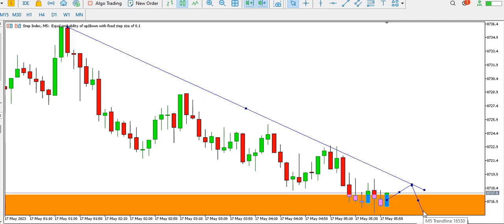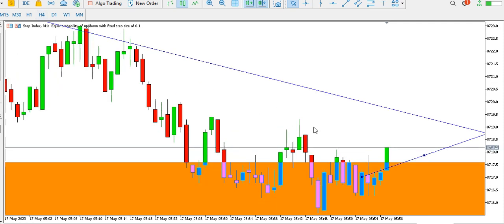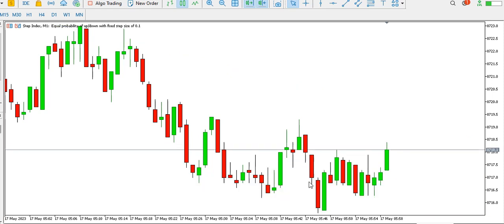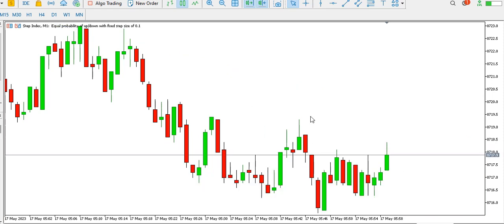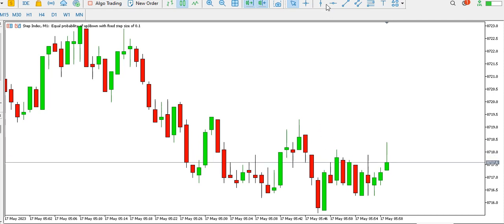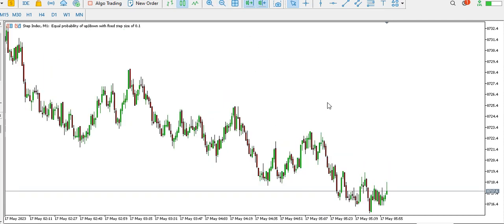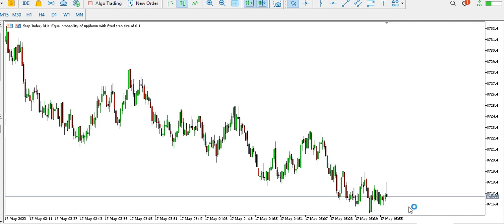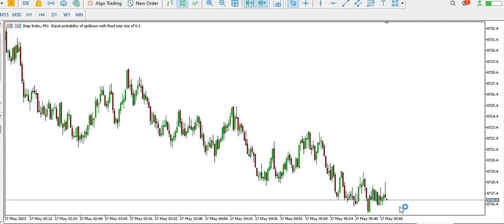Let's take a look at Step Index on the 1 minute time frame. What do we have on the 1 minute time frame? You can see the price is trying to form an inverted head and shoulders, but this is the 1 minute time frame, so it's very risky. You might not be advised to trade based on that. The overall trend on the 1 minute time frame is bearish, so look for selling opportunities. Okay, so that's that for Step Index. That's that for V75 Index.